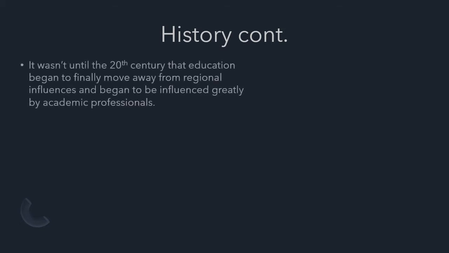It wasn't until the early 20th century that education began to finally move away from regional influences and began to be influenced greatly by academic professionals. What this means is that the policymakers who were once strictly politicians were now educators themselves, so teachers were finally having a say-so in teaching. In the 1900s, small one-room schools with unique curriculum became less common, and education reform that focused on students learning standard subjects became more widespread.